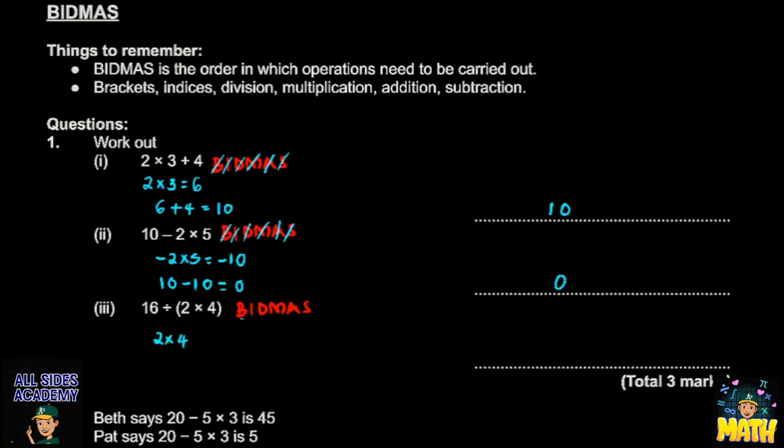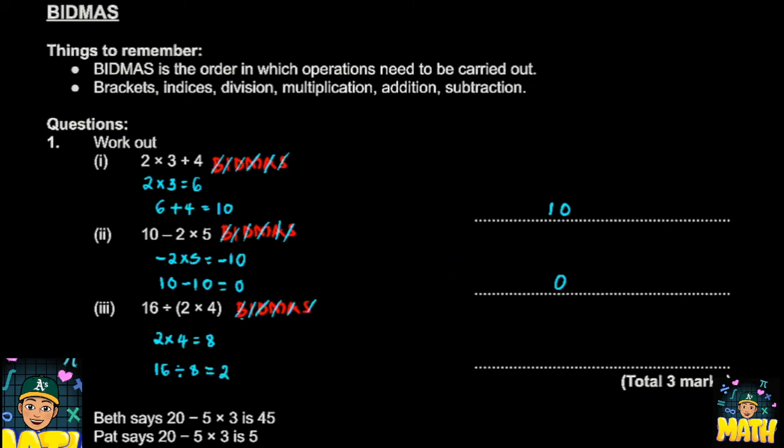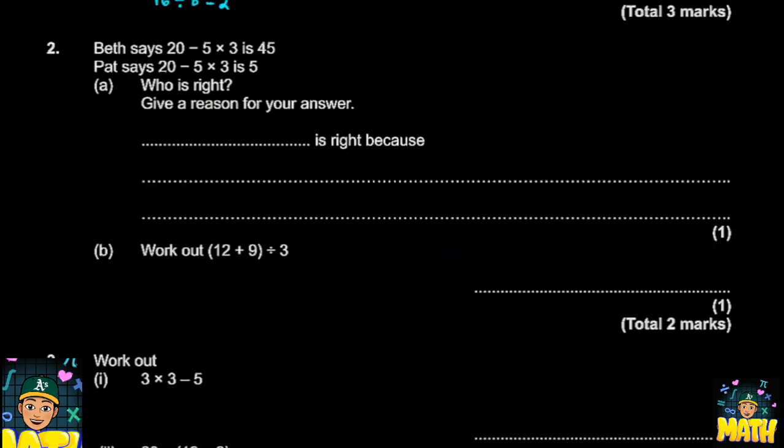All right, so here we have brackets starting. So 2 times 4 gives us 8. And then we rewrite 16 divided by 8. So the division gives us 2. And that is done with BIDMAS.